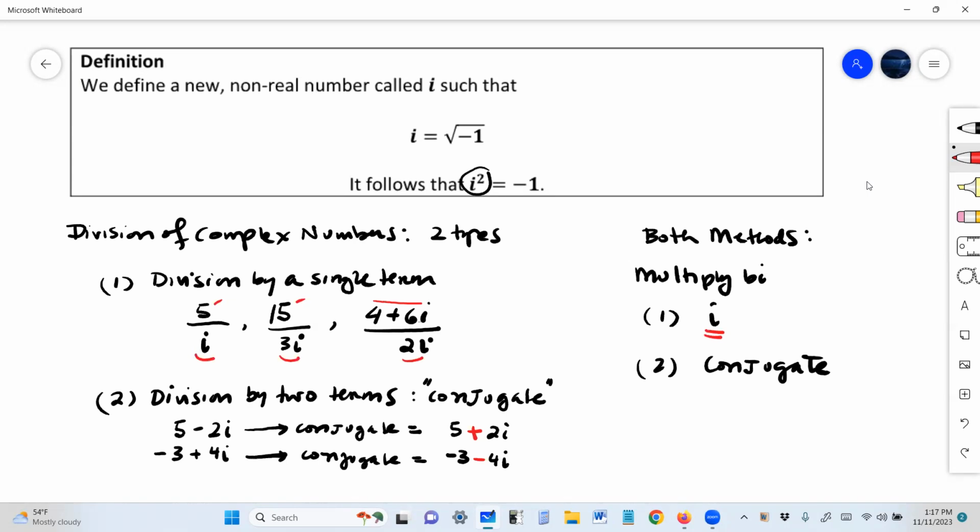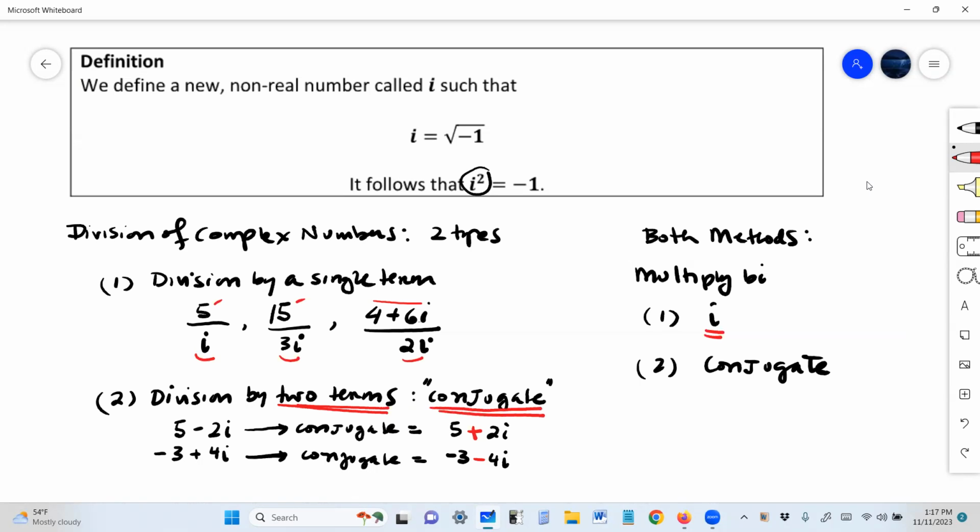So if you have a single term as your denominator, you're going to multiply both numerator and denominator by this quantity, and then we'll simplify as we go. The second type of division is if you're dividing by two terms. Okay, and I'll show you an example in a few minutes. So this technique is called the conjugate technique.